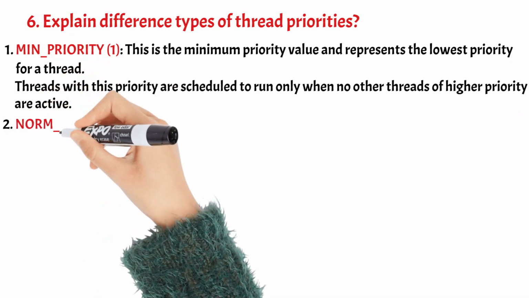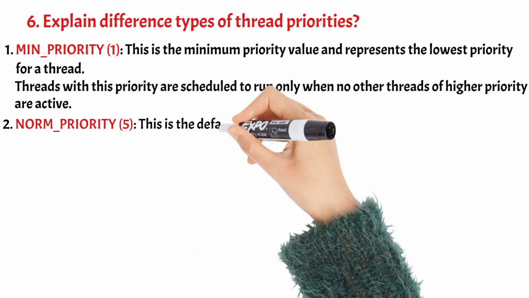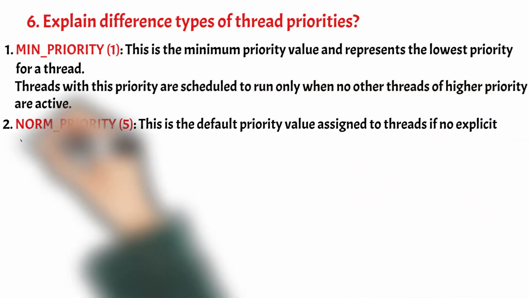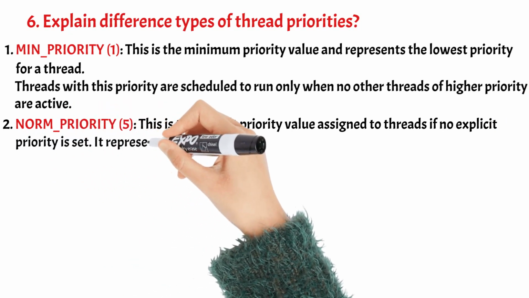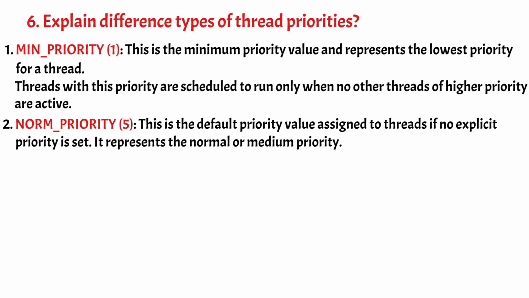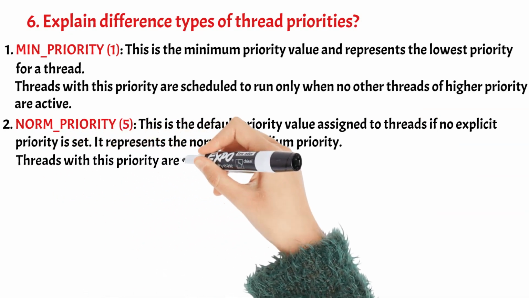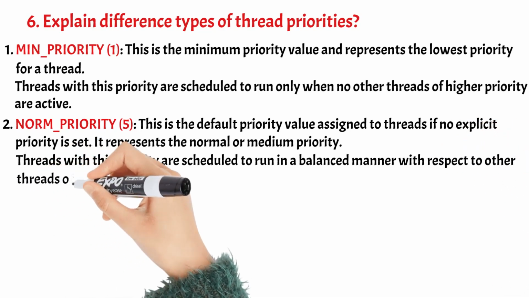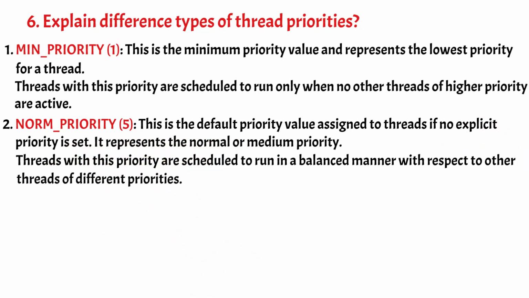2. NORM_PRIORITY, 5. This is the default priority value assigned to threads if no explicit priority is set. It represents the normal or medium priority. Threads with this priority are scheduled to run in a balanced manner with respect to other threads of different priorities.